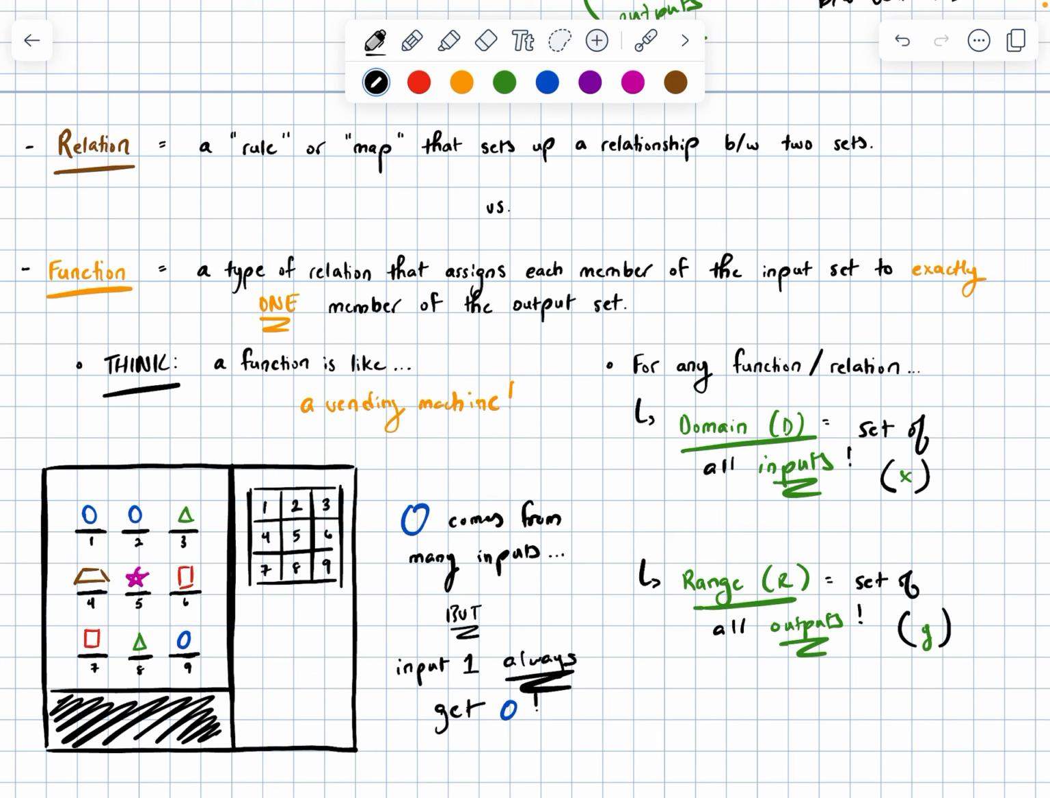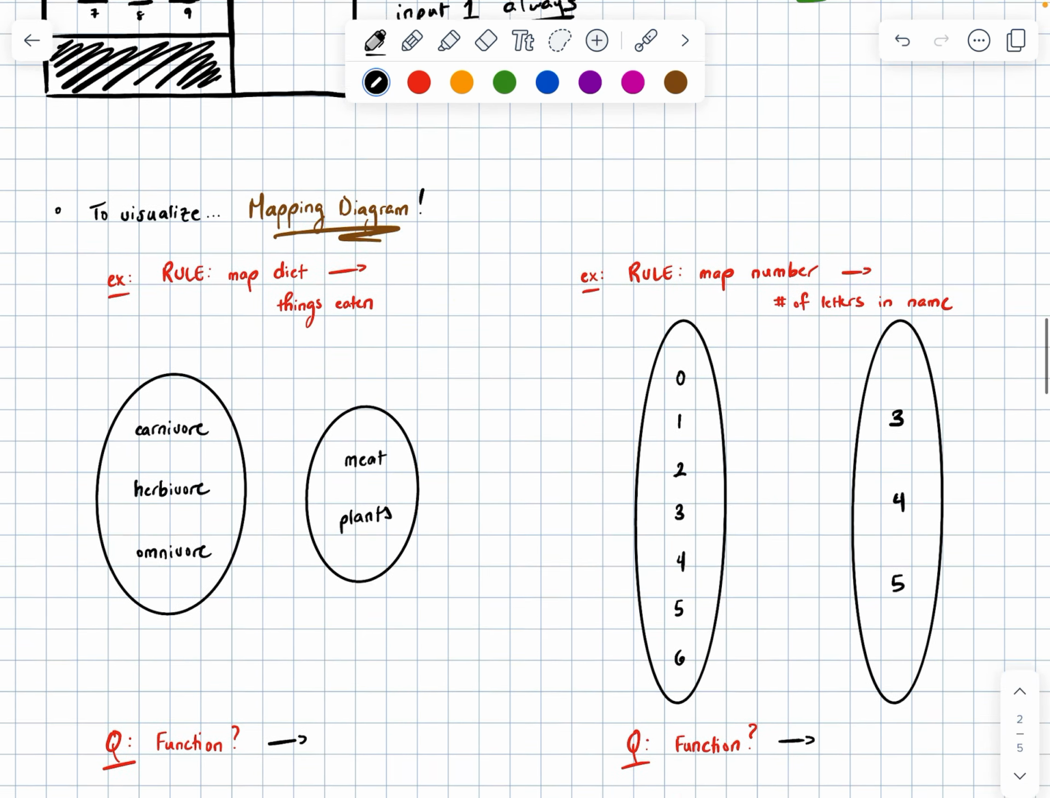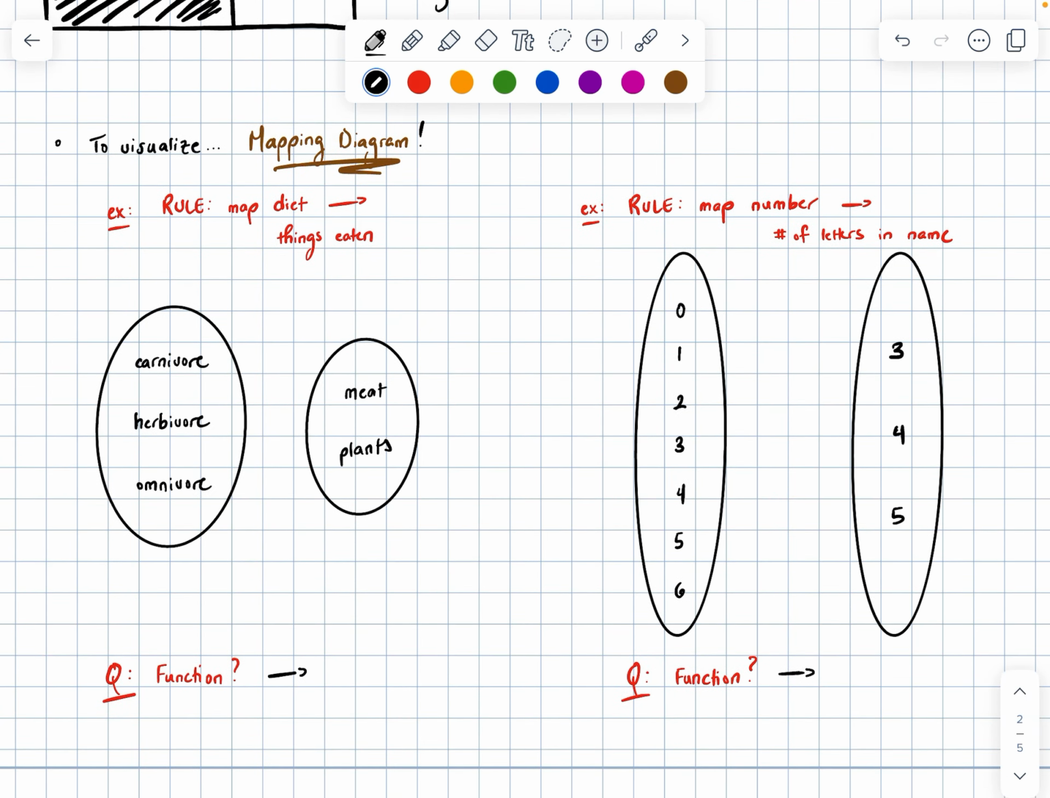Beautiful. Now, functions can also be visualized. They don't have to be just abstract. One way to visualize what a relation or a function does is by using this tool called a mapping diagram. So I have these collections here indicated by these ovals of values, or in this case, just of some numbers or some stuff. And I can use my rule to determine where each of those inputs is going to go.